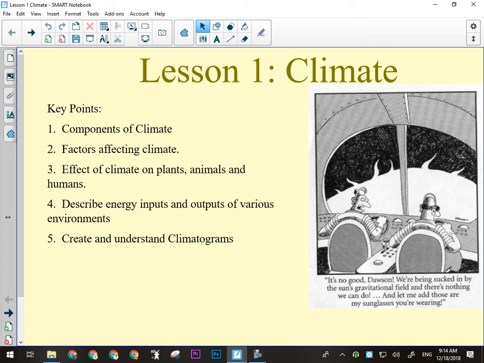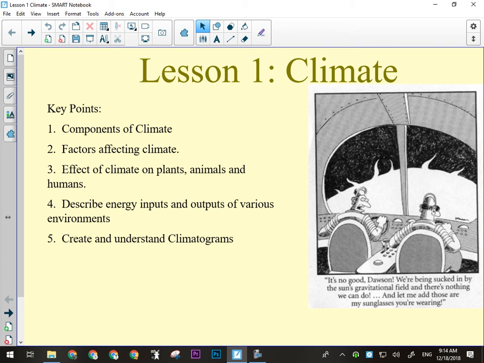Then we're going to look at the effect of climate on plants, animals, and humans, very briefly. Then describe energy inputs and energy outputs. For 99% of all ecosystems on Earth, the input energy source is what? The sun. Yeah. There are only a very few deep ocean benthic environments that run strictly on an input of chemical energy.